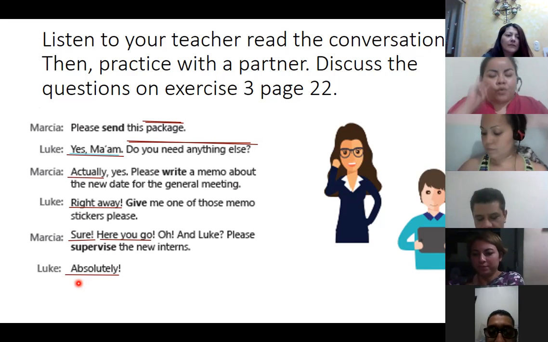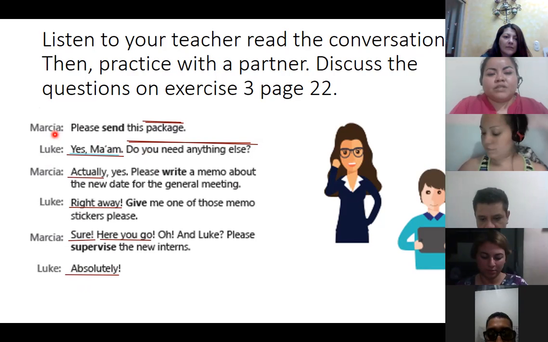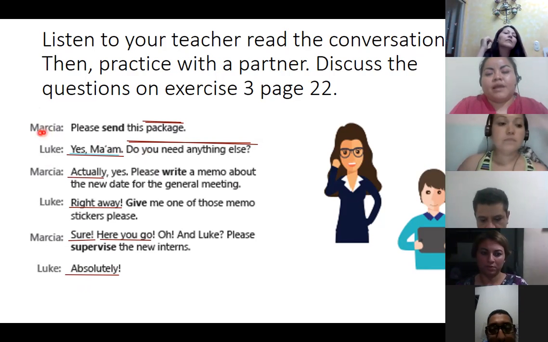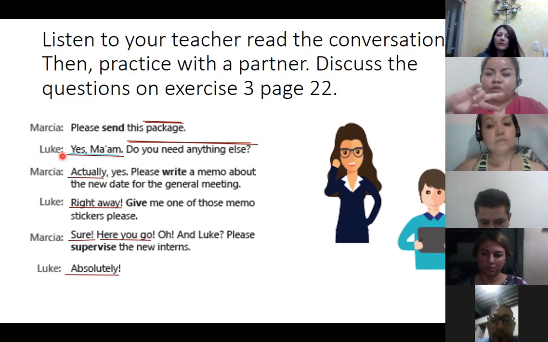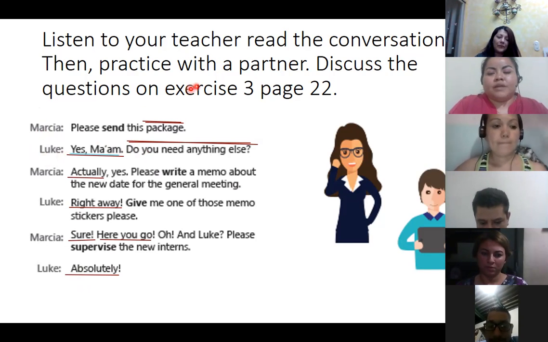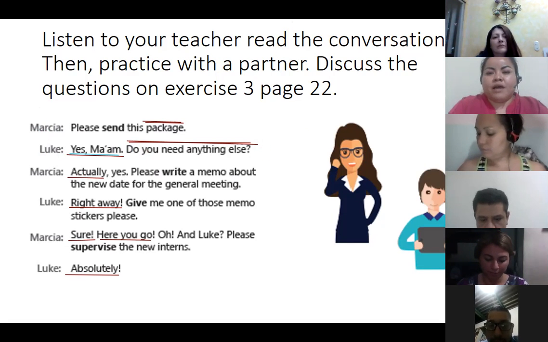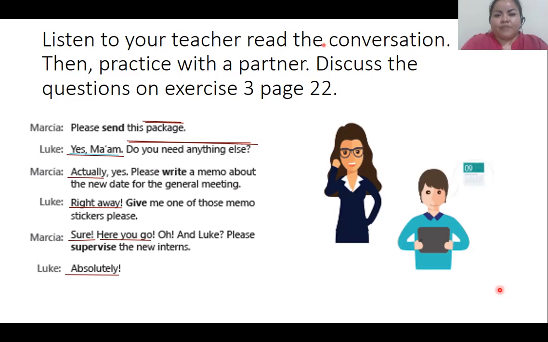Right? Now, one thing that you need to know. This is a conversation between a woman and a man. But let's suppose that it's the other way around. Ma'am significa dama o señora. Sí, señora. In Colombia, many people say, sí, señora. So it's going to be the same here. But ma'am is for women, and sir is for men.